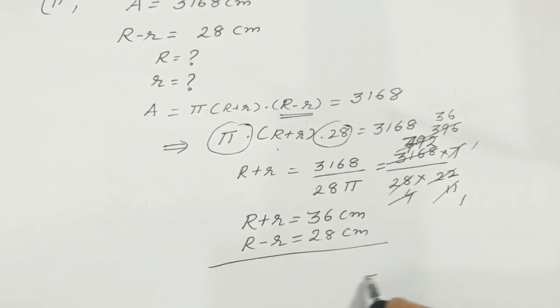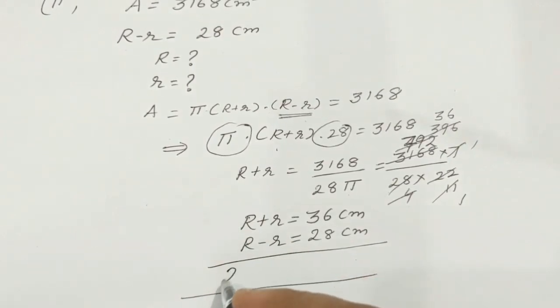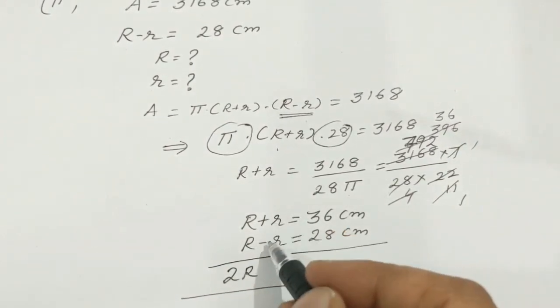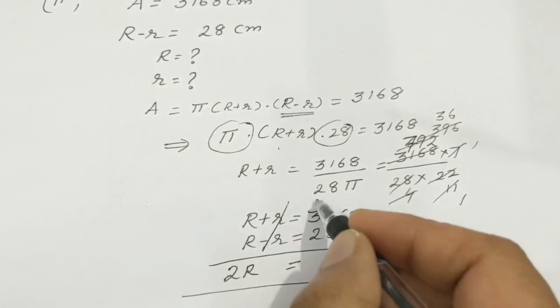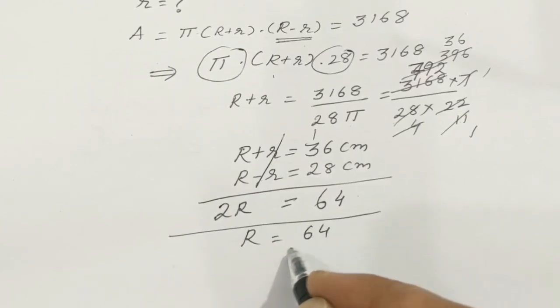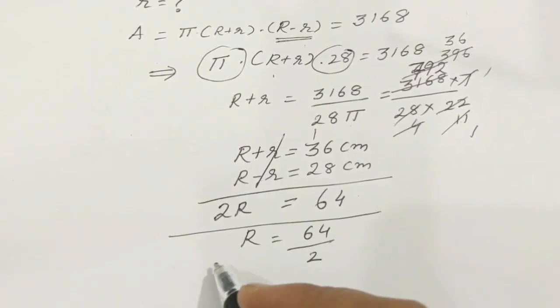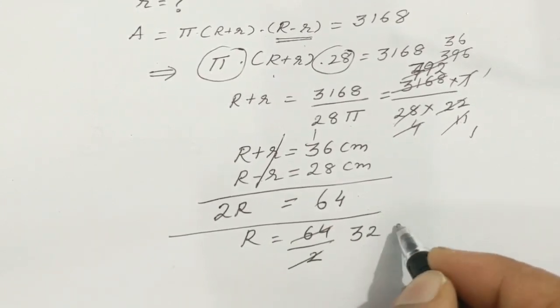Let us add the two equations. When you add R plus r equals 2R, and plus r minus r cancel out. So 36 plus 28: 6 plus 8 is 14, 1 carry, 64. Hence capital R equals 64 by 2. That is the outer radius, equals, simplify, 2 threes are 6 and 2 twos, 32 centimeter.